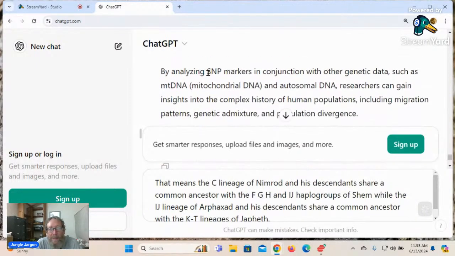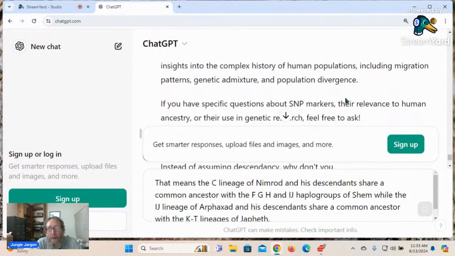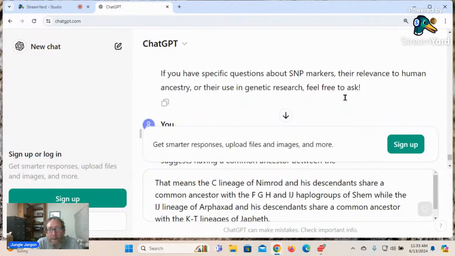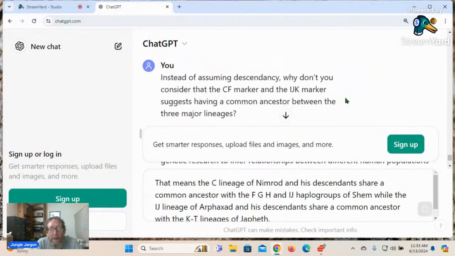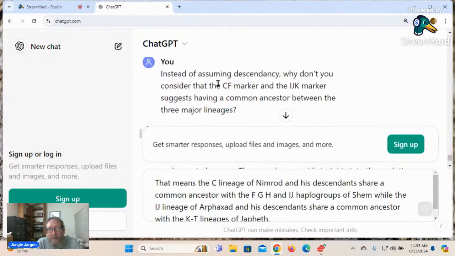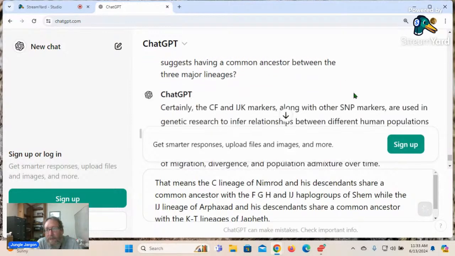By analyzing SNP markers in conjunction with other genetic data, such as mitochondrial DNA and autosomal DNA, we're not even talking about autosomal inside. Okay, if you have a specific question, okay. So I say, instead of assuming descendancy, why don't you consider the CF marker and the IJK marker suggest having a common ancestor between the three major lineages?